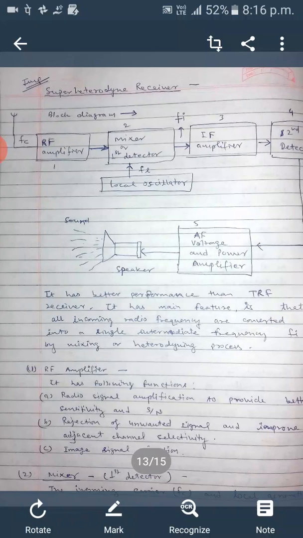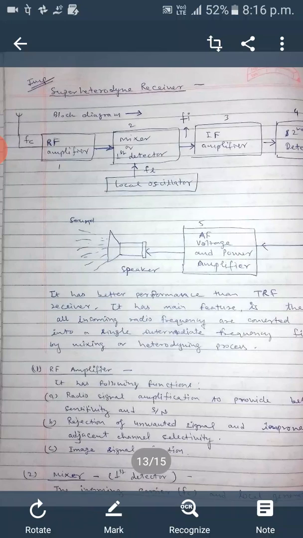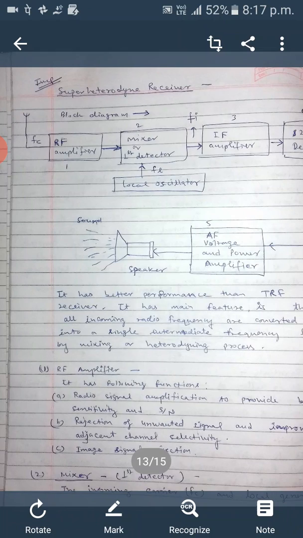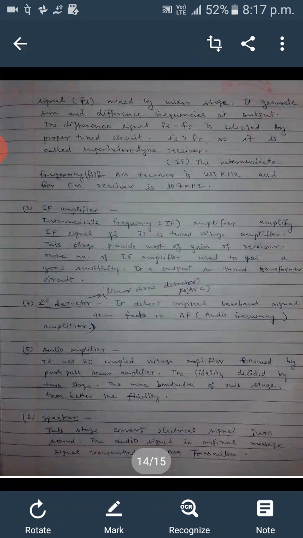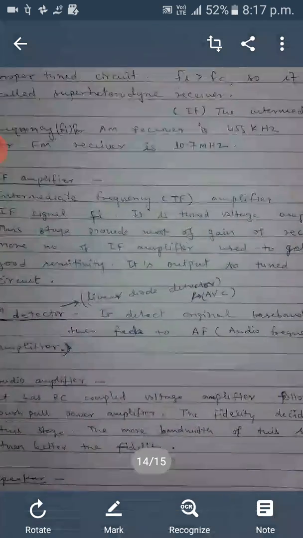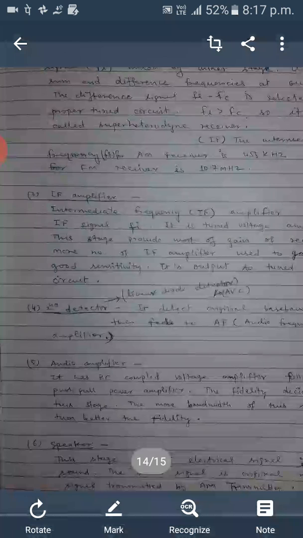It is called the superheterodyne receiver because of the local oscillator frequency, which is mixed with the carrier frequency, and is higher than it. Then the RF amplifier functions as radio frequency signal amplification, also image signal rejection and rejection of the unwanted signal, so it improves the adjacent channel selectivity. Next is the mixer, which is used to mix the carrier frequency and local oscillator frequency and generate the sum and difference of the local oscillator and the carrier frequency. Normally we put FL greater than FC, then it is called the superheterodyne receiver.